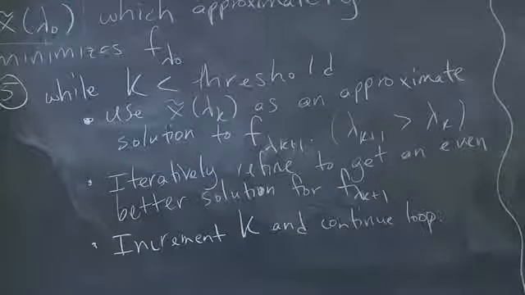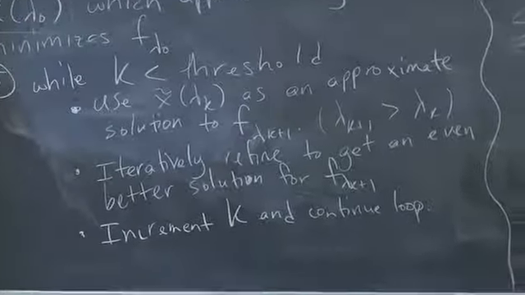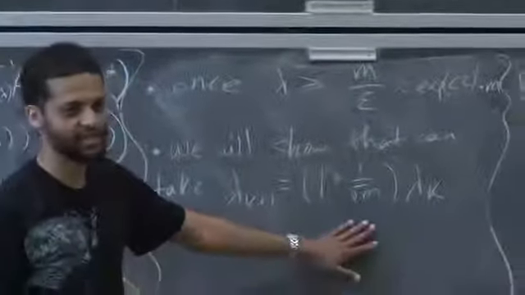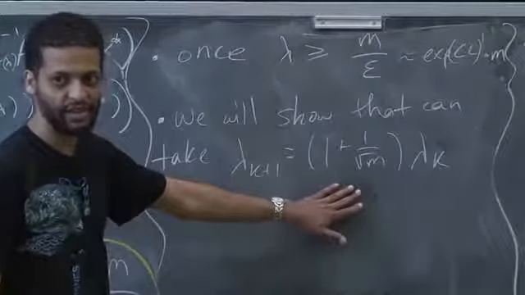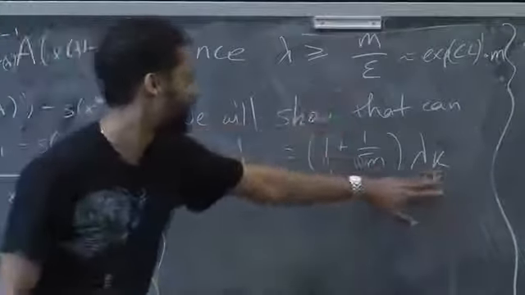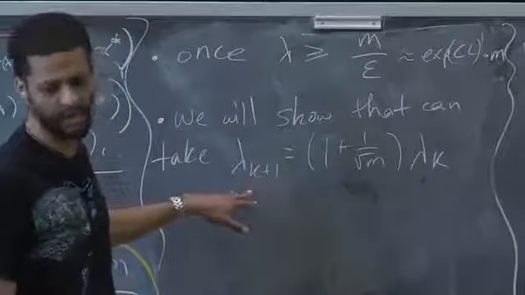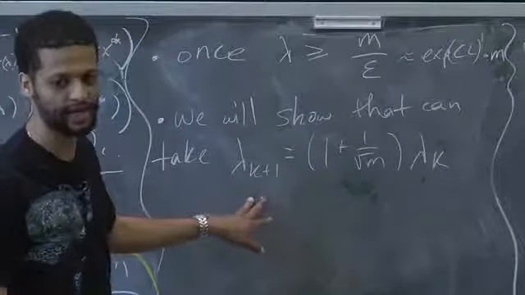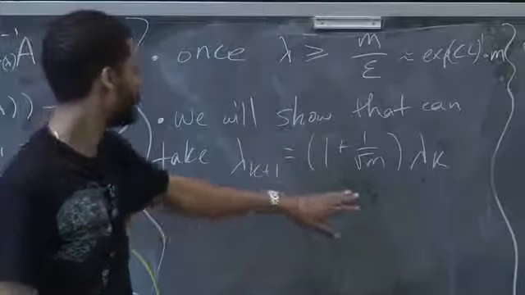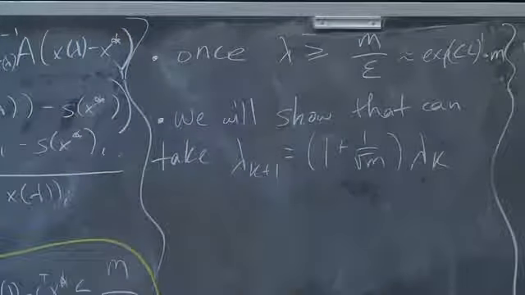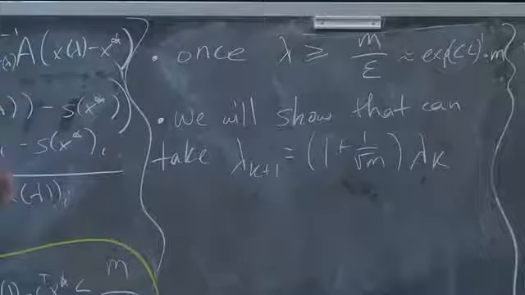So when we actually work out that calculation, we're going to see that if you don't increment lambda k plus 1 by too much, if you just do it by this small multiplicative factor, then your old solution here will still be roughly a good solution here. Okay, I'm going to show that. So just given these two things, how many iterations in this loop do we need to actually terminate?